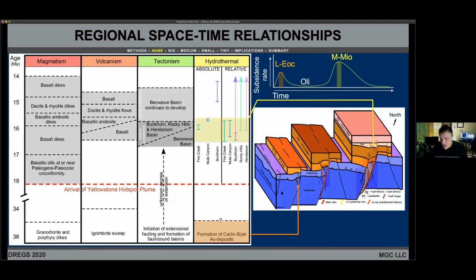And that's what this block diagram is attempting to illustrate. It's these same faults that become reactivated in the Miocene, propagate up into younger basin fill, largely mafic volcanics, and it's at the upper components of these growth faults where we're hosting Miocene age epithermal mineralization.